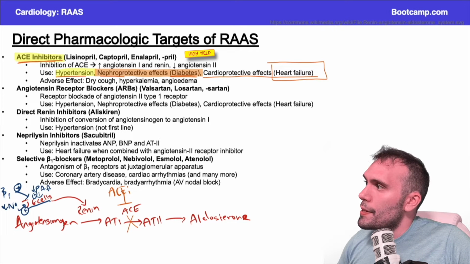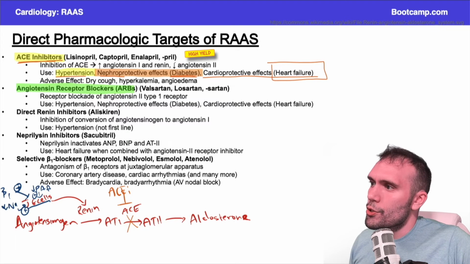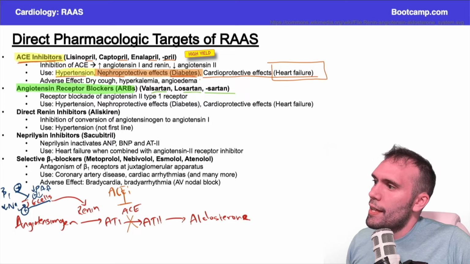Now, you might be saying, okay, what about these angiotensin receptor blockers? You can absolutely also use these. The way that you can distinguish them is that the ACE inhibitors will usually have a pril at the end: lisinopril, captopril, and enalapril. The angiotensin receptor blockers are going to have a sartan: valsartan, losartan. So you're usually going to see that, and that can help you distinguish them.